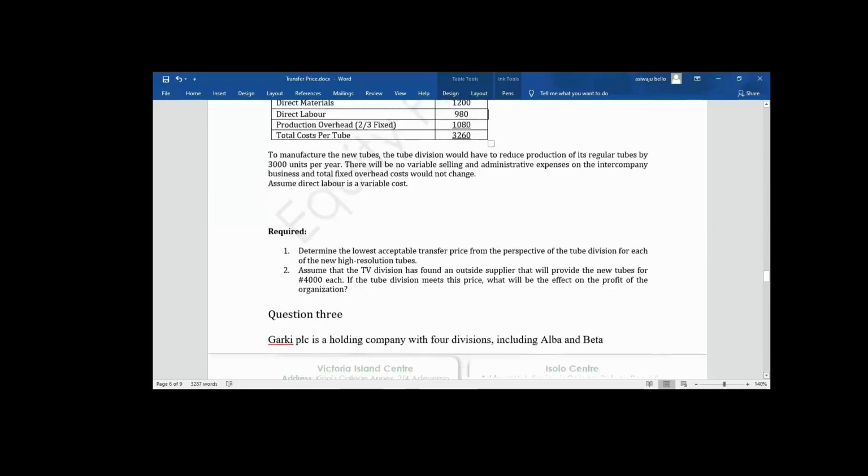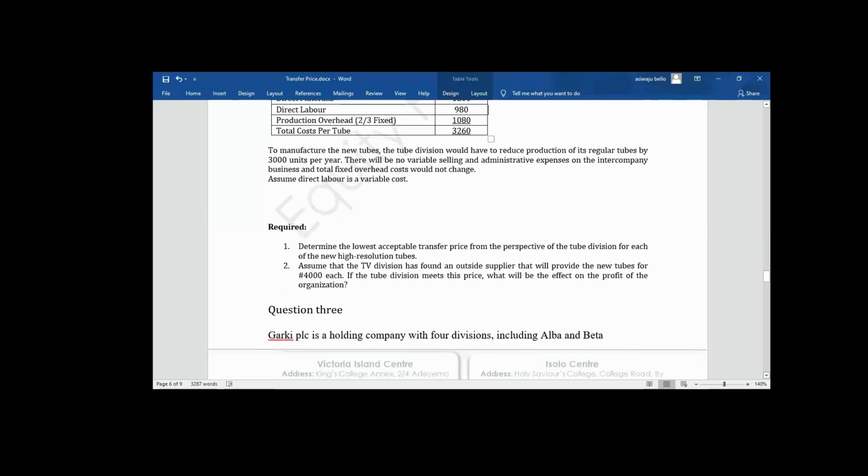So the minimum acceptable transfer price from the perspective of the tube division is 4,700 naira per new high resolution tube. That is the minimum. That is the least. That minimum will only cover the company's costs and the contribution forgone on regular tubes.